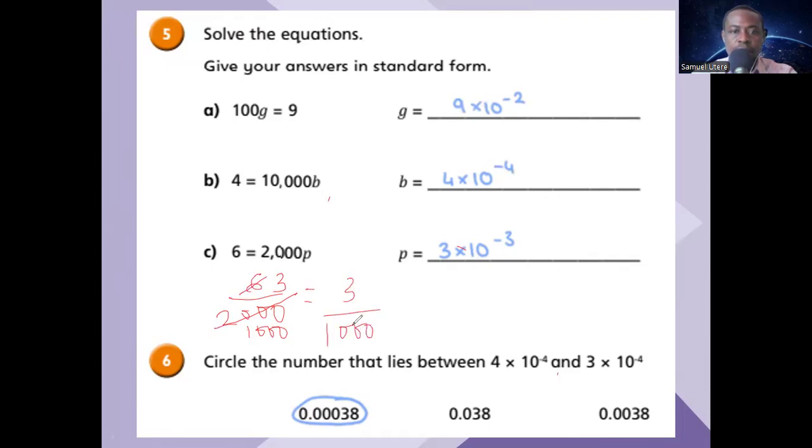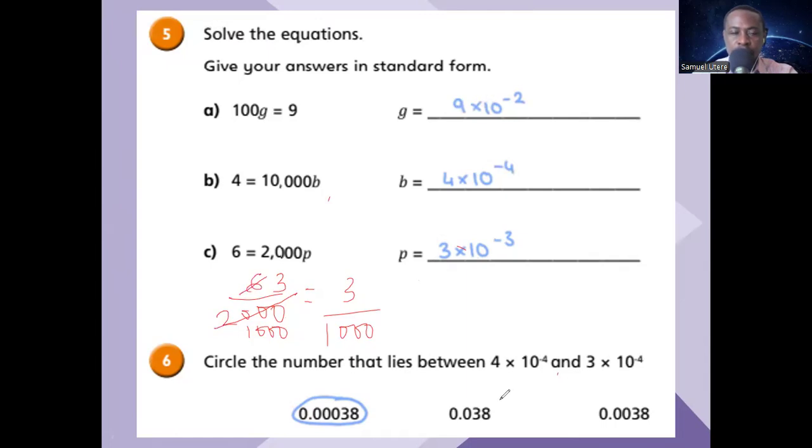Now, 3 divided by 1,000 will be 3 times 10 to the power negative 3. You spot the pattern? That's good. Well done. Next, you were asked to circle the number that lies between 4 times 10 to the power negative 4 and 3 times 10 to the power negative 4.